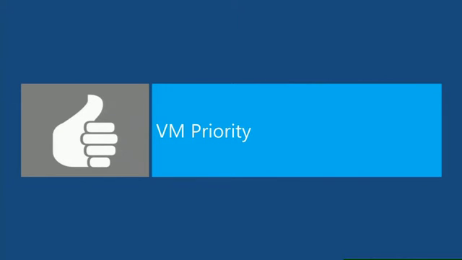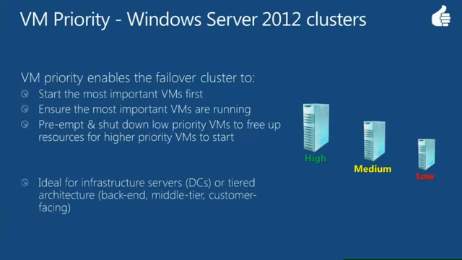The next big feature in Windows Server 2012 is VM priority. This is a way for you to express the priority or the importance of a VM on that failover cluster, and you have high, medium, low kind of settings. The goal of the priority setting is to make sure that the most important VMs, that is VMs marked high priority, are always started up first. So when a cluster comes back up, you ensure that the high priority VMs are started up first. And then if resources are available, you start up the medium and the low priority VMs.